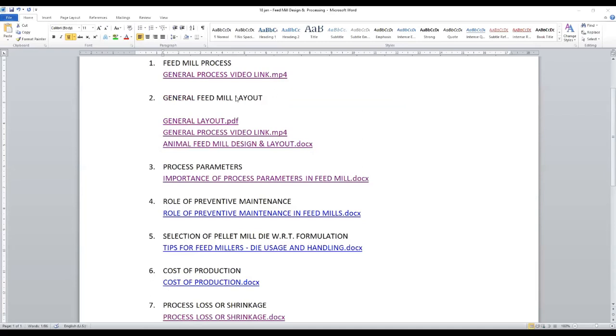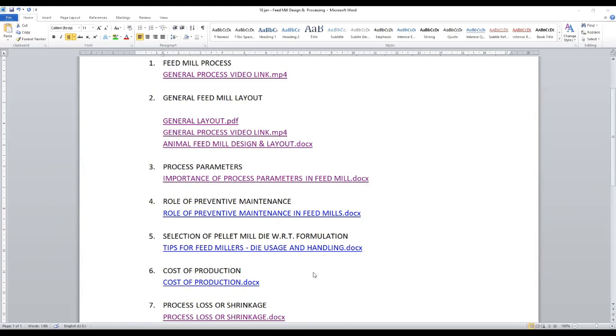Then next, the role of preventive maintenance, that file I can share with all the participants. It has everything: when to change the hammer mill beaters, screen, the scraper settings of the die, the chain tightness, the elevator belt checking, tightening of the belts, and the intake chain conveyor. All these things we can check in our feed mill.